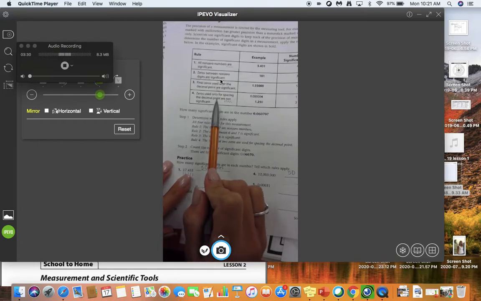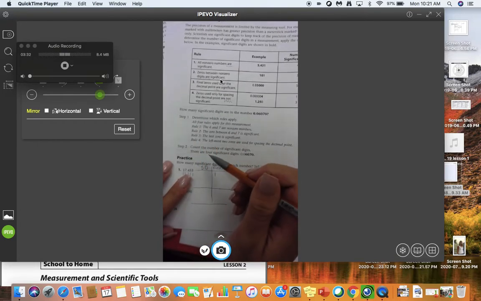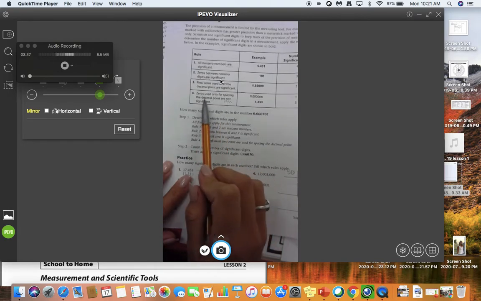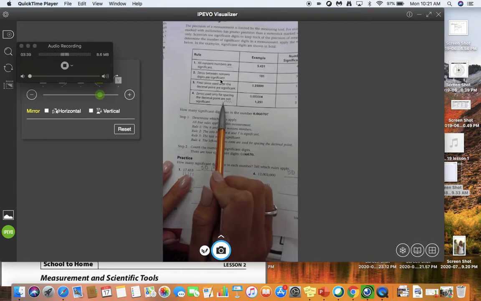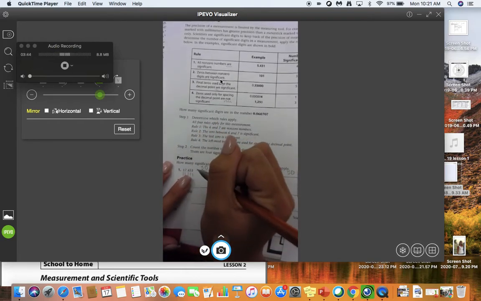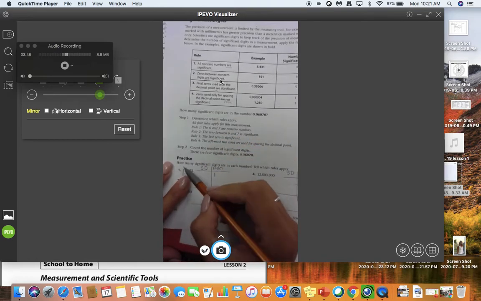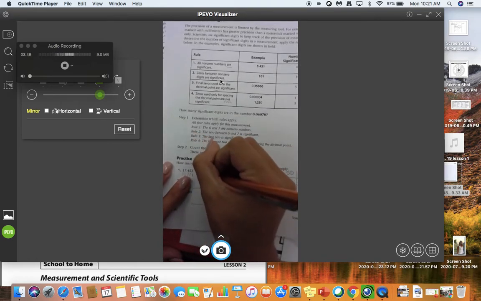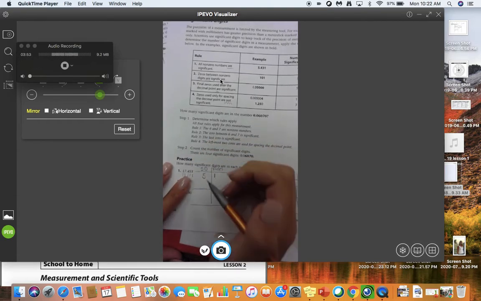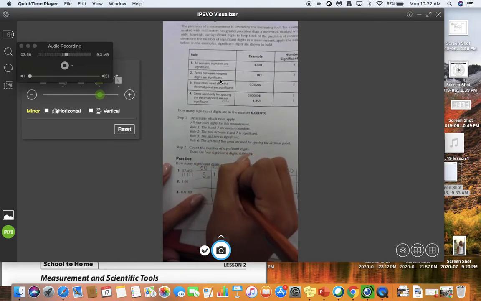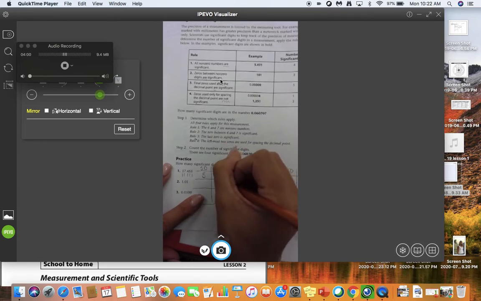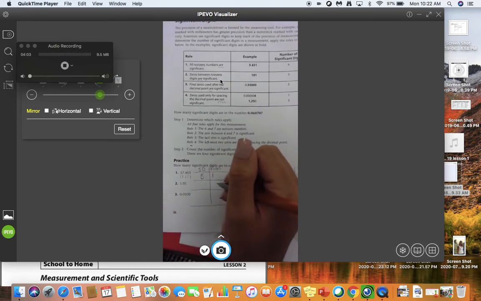Zeros between non-zero digits are significant. Well, there's no zeros in this first number, so I'm not looking at rule 2 anymore. It doesn't apply here. Final zeros used after the decimal point are significant. I have no final zeros, so I'm not using rule 3. Rule 4, zeros used only for spacing the decimal point are not significant. I'm not using that either. So I'm using rule 1, and then I count my tick marks to see how many significant digits I have. I have 1, 2, 3, 4, 5. So I have 5 significant digits, and I used rule 1. That's how you do every problem like this.